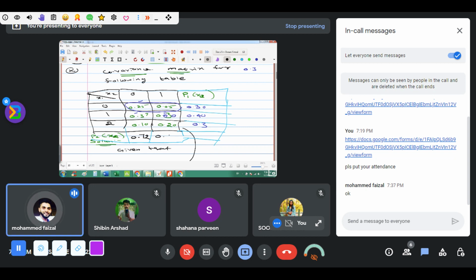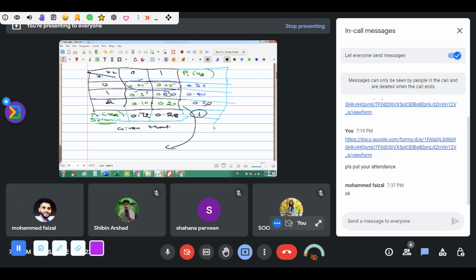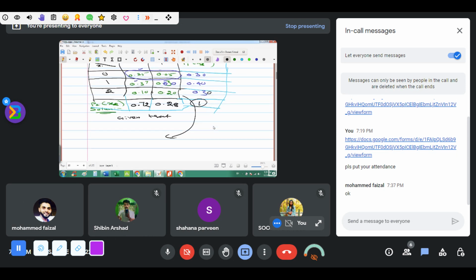0.28. Okay, 0.28. Then what is the sum of the values? 0.78, 0.1, 1. 0.3, 0.3, 0.4 is also 1. Therefore, our probability concept is correct. The sum of the probabilities equals 1. I already told you: the sum of the probabilities equals 1.